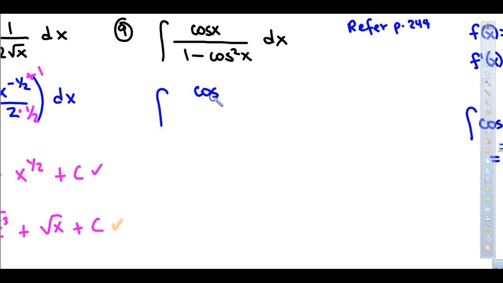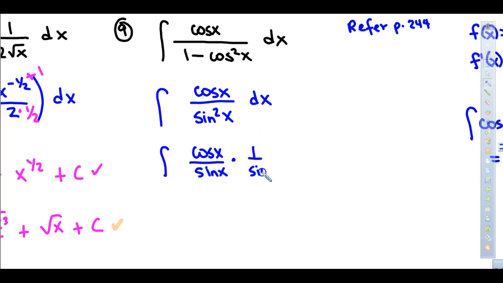All right, what I would do is I would say, well, 1 minus cosine squared is the same thing as sine squared. That's because sine squared plus cosine squared is 1. That's still not a trig derivative right there. Okay, so I would say, well, I can split sine squared, and I can make this cosine x over sine x times 1 over sine x.